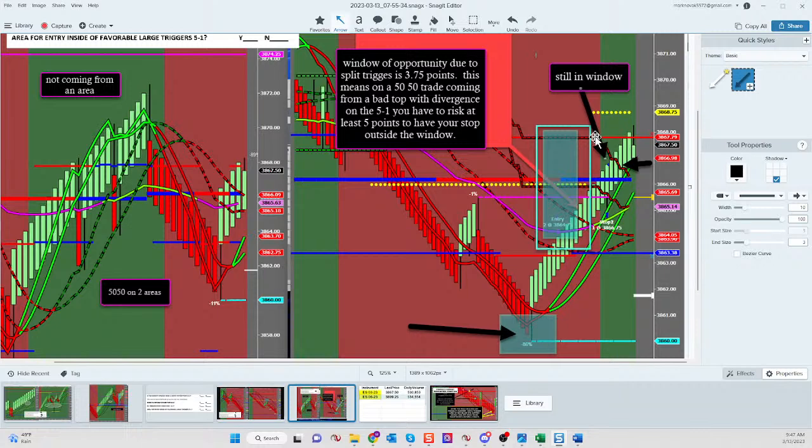This resistance is an area where it could have come from as well. So guys, when you have those split trigger looks, your window gets huge. And when your window gets huge, your risk goes up. So you have to ask yourself, Joel, if I have a 50-50 on two areas, and I have a loss of momentum, and my window is huge, and I'm not coming from an area, is this my best chance of success? And I feel like the answer is no on that one.